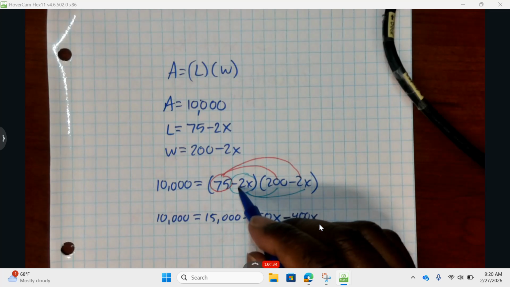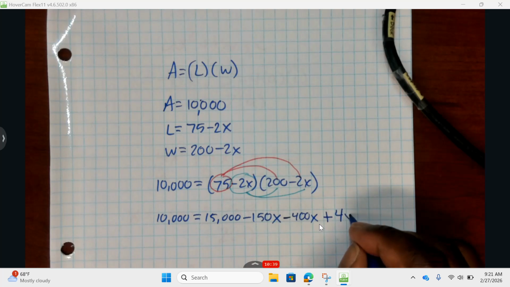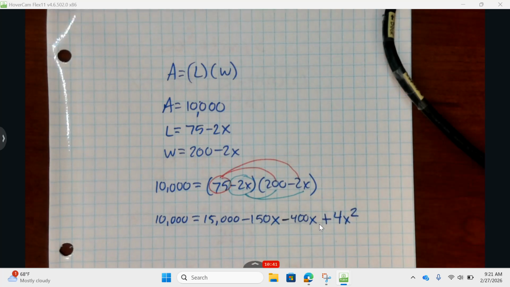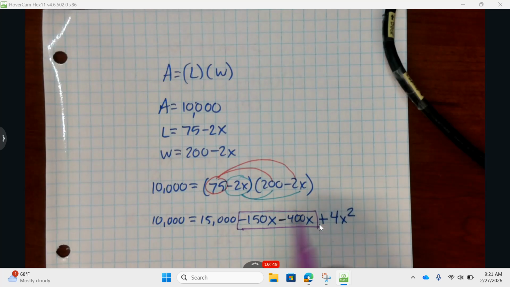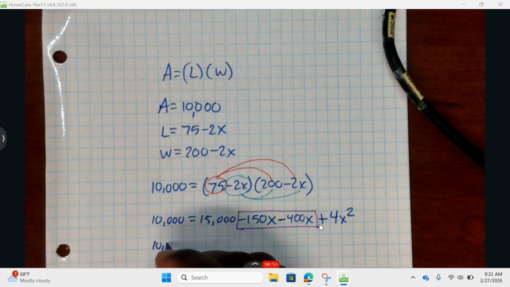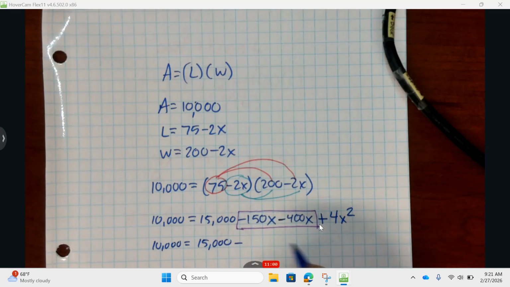And then negative 2x times negative 2x is going to be a positive 4x squared. Now, if I look here, I can combine these two terms together right here. So when I do that, I'm going to have 10,000 stays the same, 15,000 stays the same. I just combine these two together. It's going to be a negative 550x and then plus 4x squared.